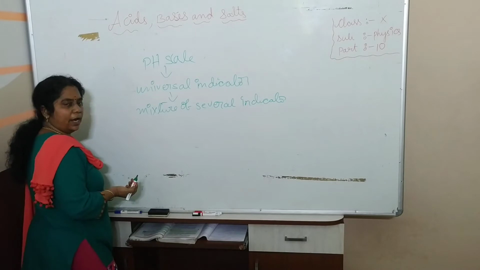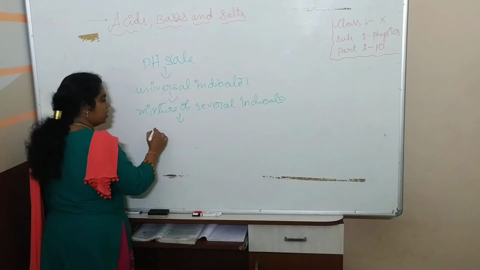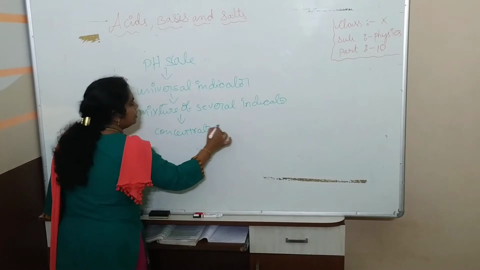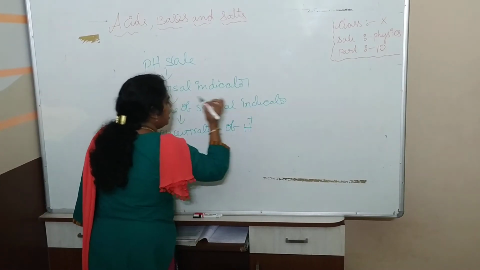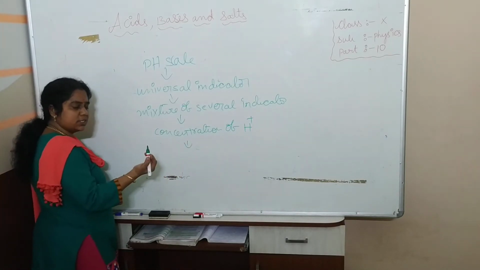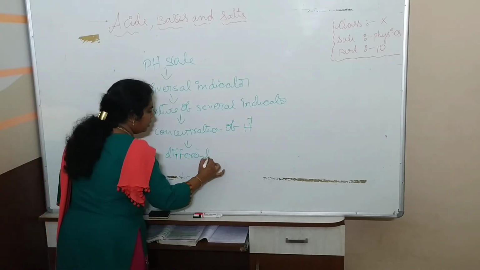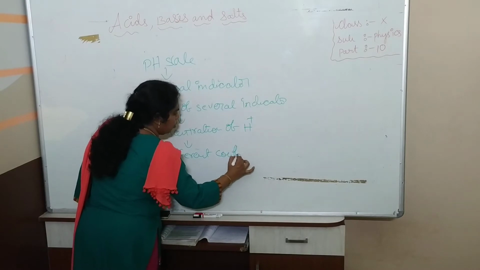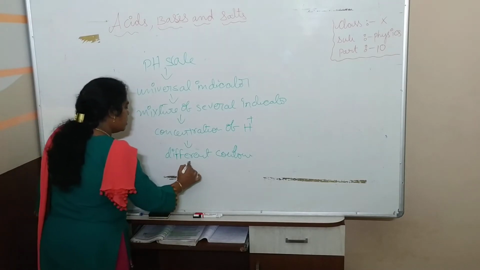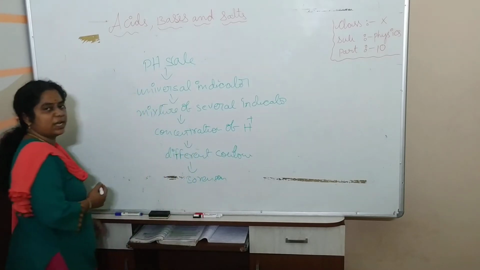Okay, so I told you it is just a scale which will measure the concentration of H plus ions. At different concentrations of H plus ions, different colors are shown on the pH paper. This pH scale was introduced by a scientist known as Sorensen.